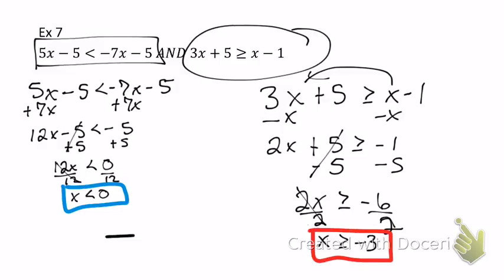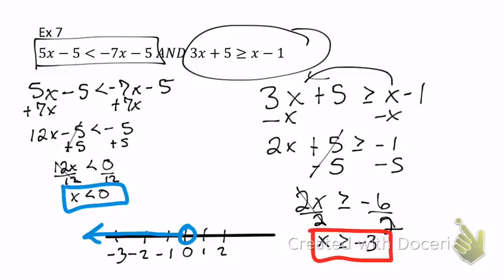Now I'm going to come to my graph. The numbers are fairly close together. I've got 0, 1, 2. I don't really need the positive numbers, so I need the negatives: negative 1, negative 2, negative 3. And I can see at 0, I have an open circle because it's less than, and the arrow is pointing to the left.